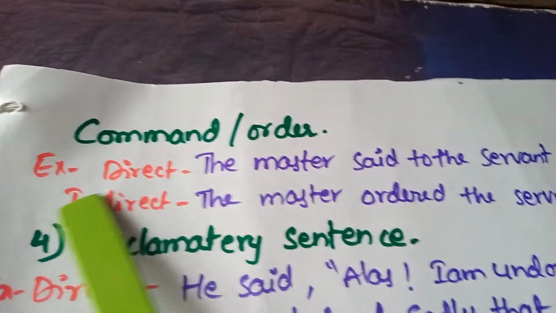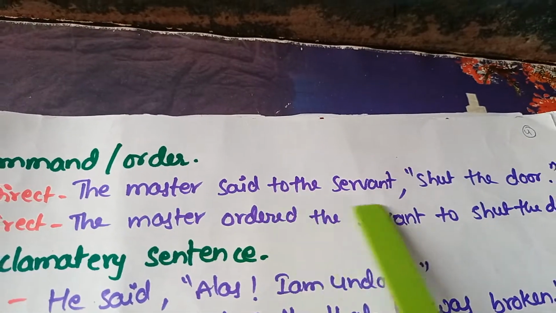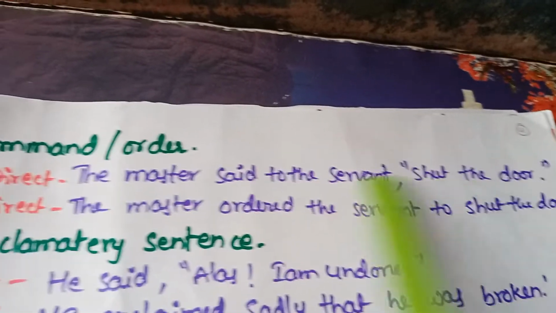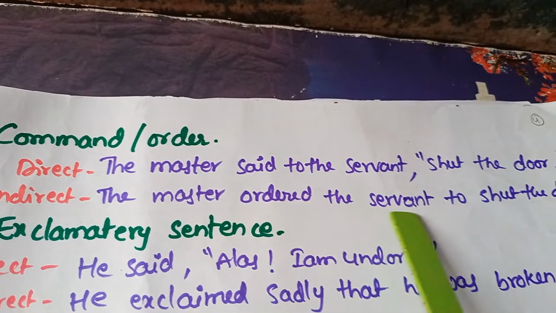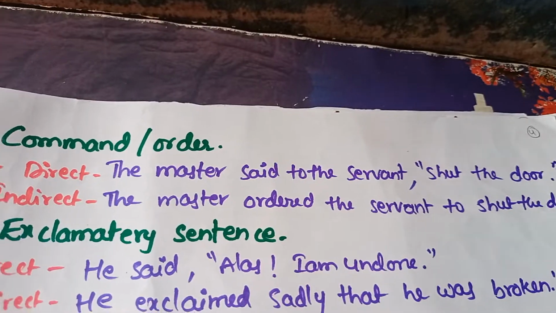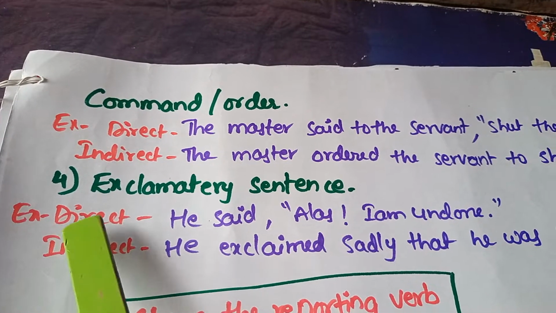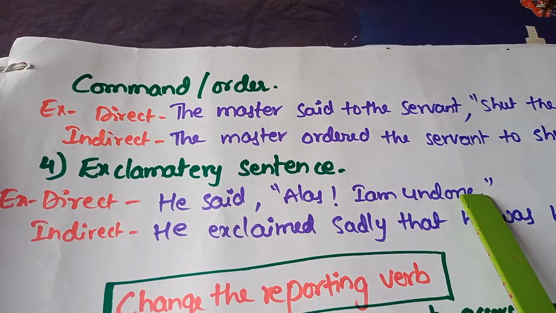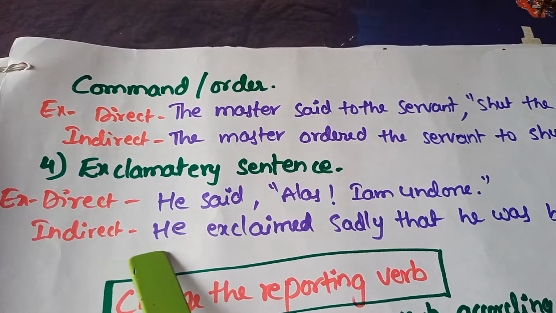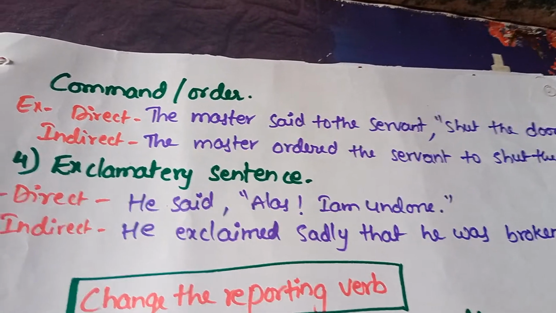Command or order. In direct speech, the master said to the servant, "Shut the door." In indirect speech, the master ordered the servant to shut the door. Exclamatory sentence. In direct speech, he said, "Alas, I am undone." In indirect speech, he exclaimed sadly that he was broken.